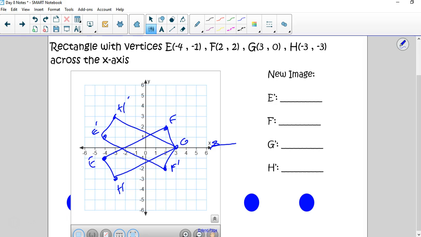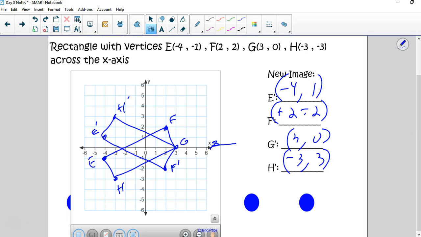So E prime is at -4, +1. F is at 2, 2. No, F prime, sorry, is at -2, -2. G prime is at the same spot, 3, 0. And H prime is at -3, +3. But remember, if you look up here at the x's, -4, -4, 2, 2, 3, 3, -3, -3. The x's don't change, and all the y's became their opposite, except for the 0.